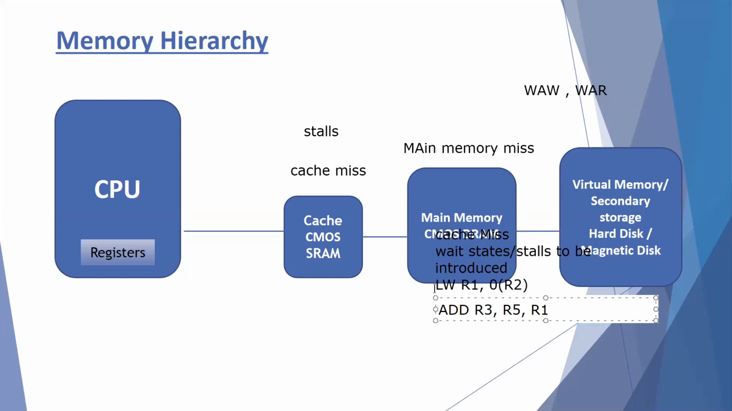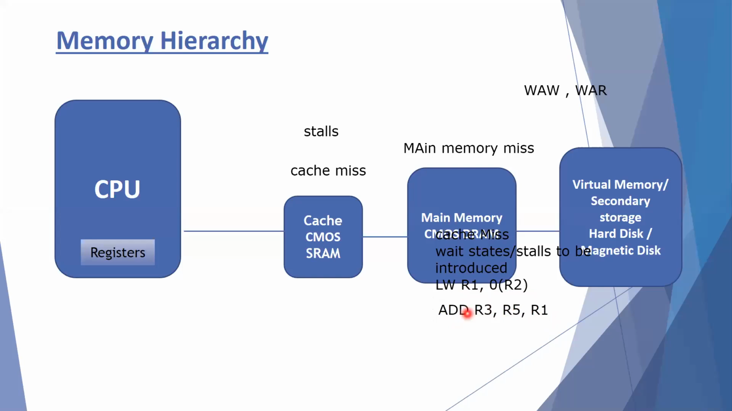Now see, if you just see these two instructions, load word into R1 from 0 R2, which is a memory location, and then it says add R3 R5 and R1. So R1 has to take the data from the memory, which is from the previous instruction, which is loaded from memory, right? Now if everything proceeds in the right order, there will not be any problem.